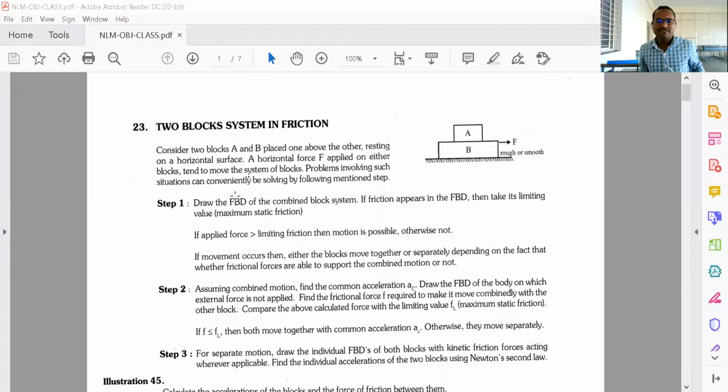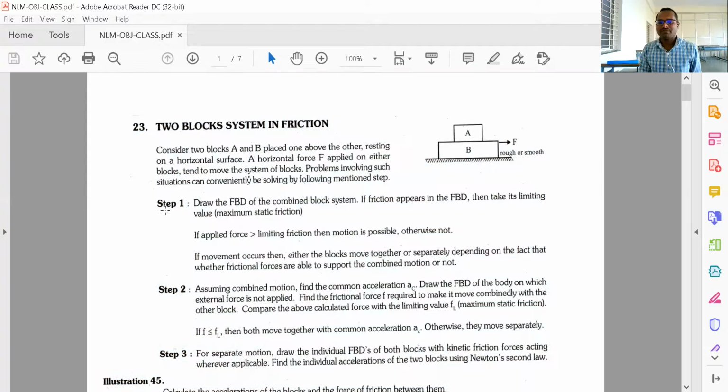So for that, let us take one problem, and we will solve with that problem. First, let us see the concept of how to solve that type of problem. See here, two blocks are there, A and B. A is placed on the surface of B. Consider two blocks A and B placed one above the other, resting on a horizontal surface. A horizontal force F is applied on either block, tending to move the system of blocks. Problems involving such situations can be conveniently solved by following steps.